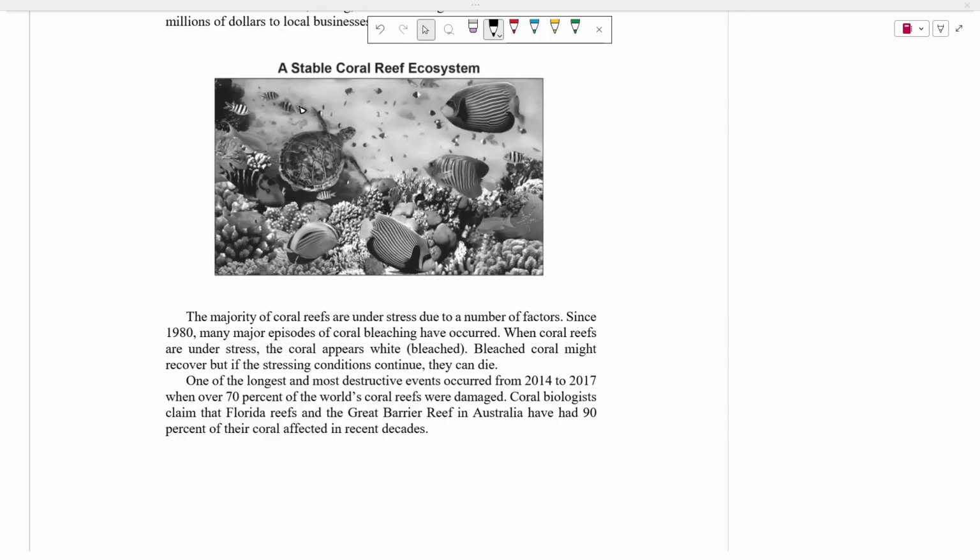One of the longest and most destructive events from 2014 to 2017 was when over 70% of the world's coral reefs were damaged. Coral biologists claim that Florida reefs and the Great Barrier Reef in Australia have had 90% of their coral affected in recent decades.